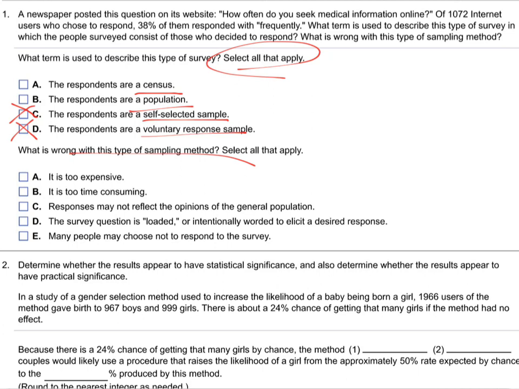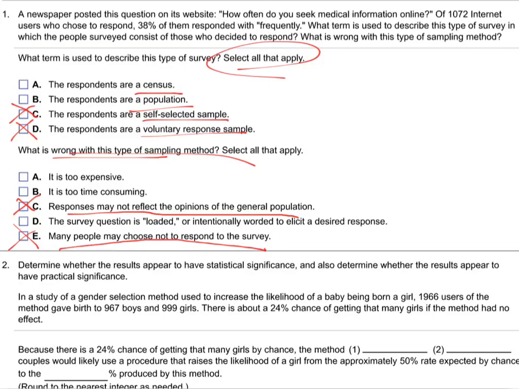All right. So what's wrong with this type of sampling? C, yeah, the responses may not reflect the general population. Survey is loaded? No, that would be like if they put weird words in there. We don't know anything about their words. Many people will choose not to respond. Yeah, C and E. Remember, that's the problem with voluntary response. You just get the extreme views, don't you? Most people don't even respond, so you don't really get the average view, you get the extreme view. It's bad statistics. It's just false information. It's not really the truth about what the general population thinks. All right, good, let's move on.